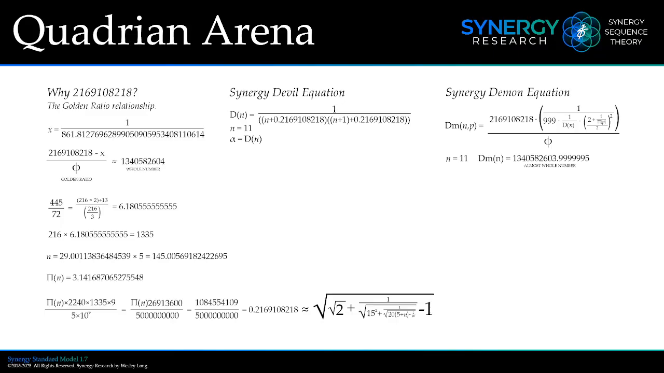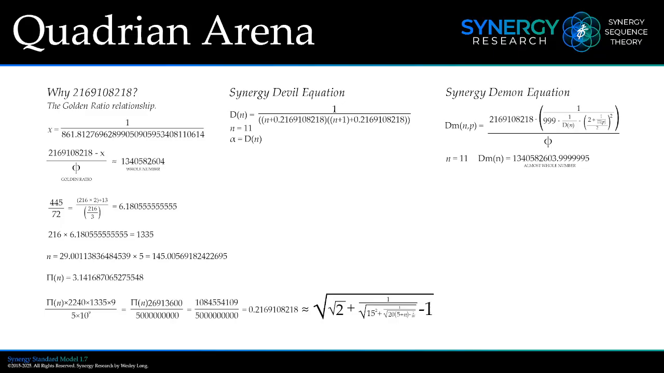The golden ratio connection. It begins with a difference. (2169108 minus x) divided by phi is approximately 134.05824. This is subtle but profound. When you subtract a number x from 2169108 and divide by the golden ratio, you get a whole number. That's not trivial. That's resonant symmetry, and the number x is no throwaway. x equals 1,861.81276299. This inverse structure suggests recursive scaling, like fractals or nested feedback loops. It also hints that 2169118 is sitting just above a golden symmetric resonance basin.